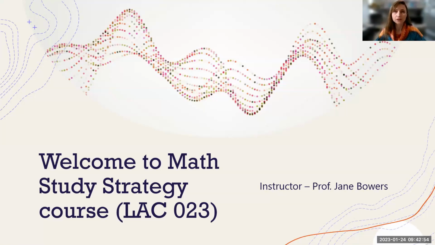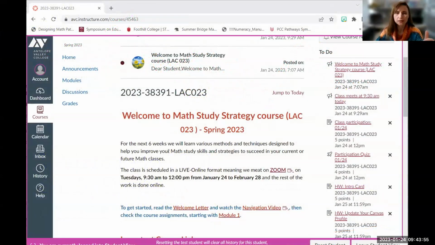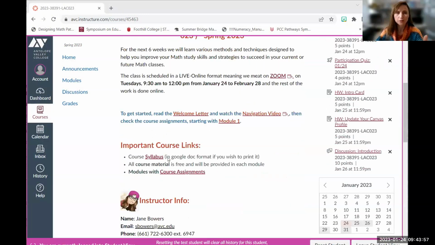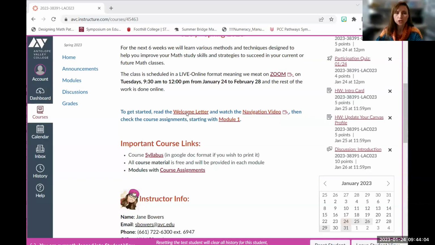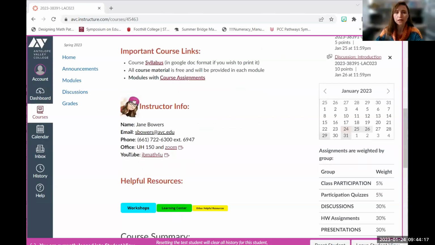Let's look at the Canvas course shell and the syllabus that describes what are the grading categories. So you probably already read when we meet and you're familiar with the course syllabus, but I'll just go over it very briefly. On the Canvas course shell, you can access the syllabus right from the Canvas course shell. You can go to modules with the course assignments, either from this tab, course assignments, or directly from the modules. And you can find my information here.